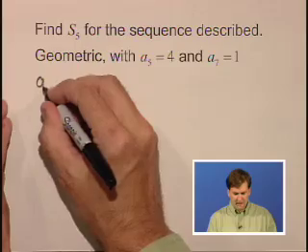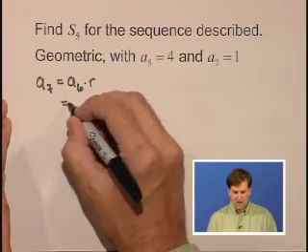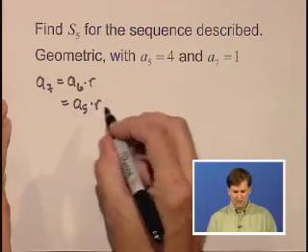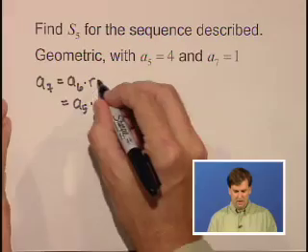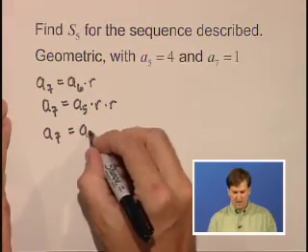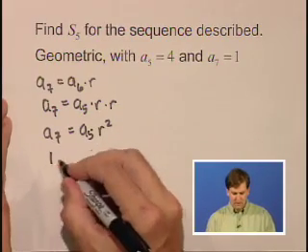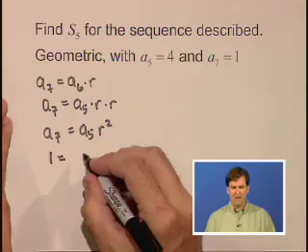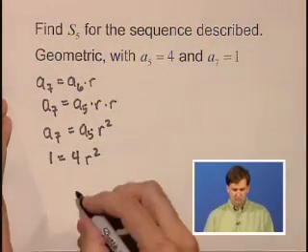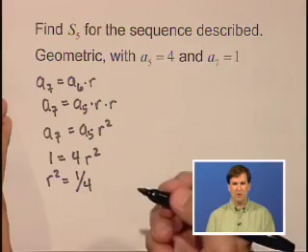So let's first try to find r. We know that a7 is equal to a6 times r, and we know that a6 is equal to a5 times r. So a6 is a5 times r times r. That's what a7 is. So a7 is equal to a5 times r squared. a7 is given to us as 1. a5 is given to us as 4. So r squared is equal to 1/4 when we divide both sides by 4.